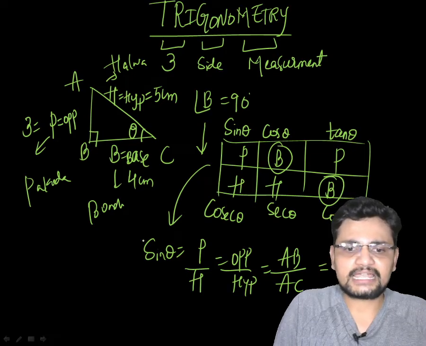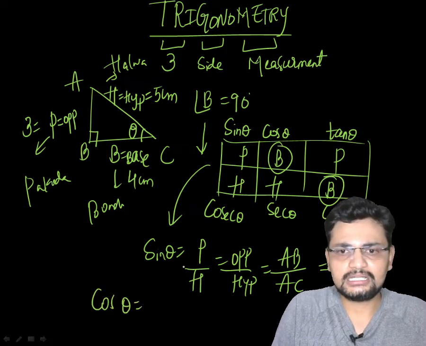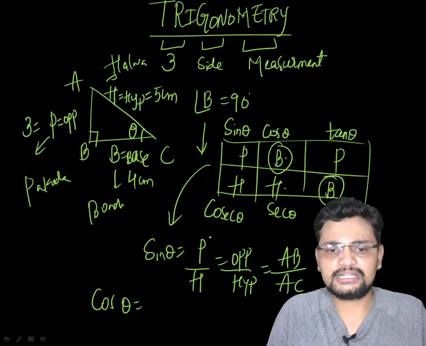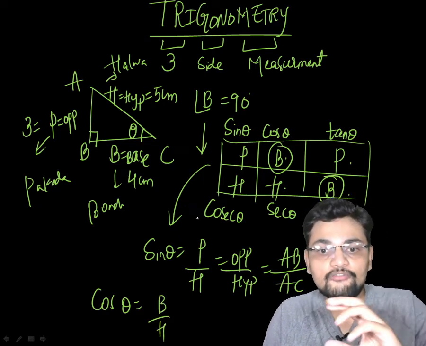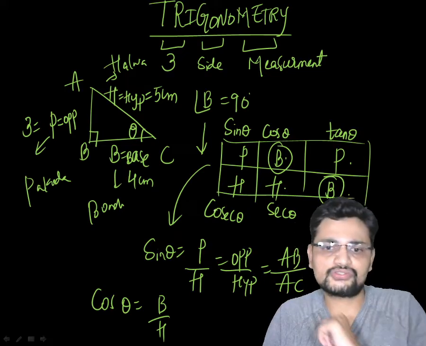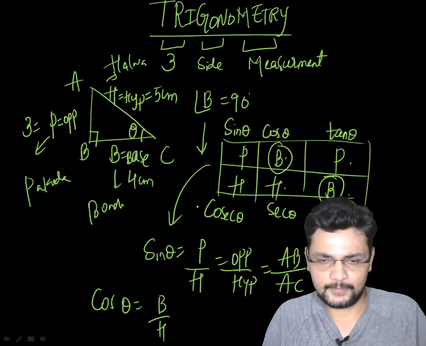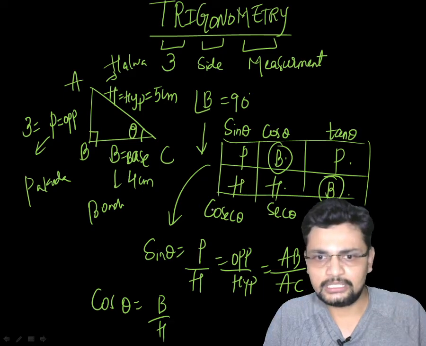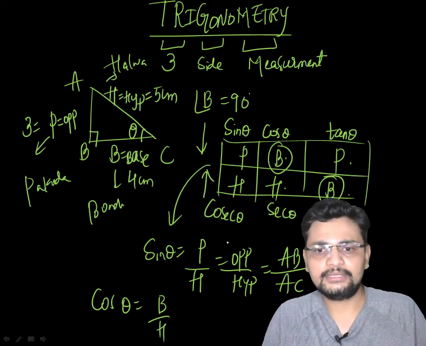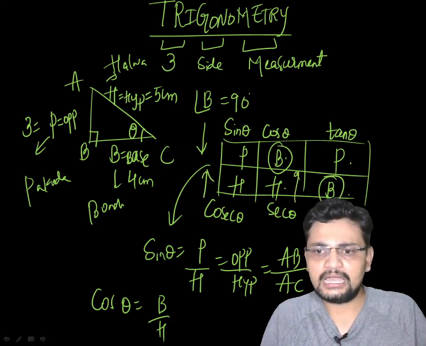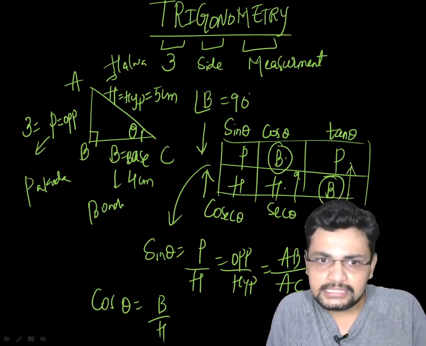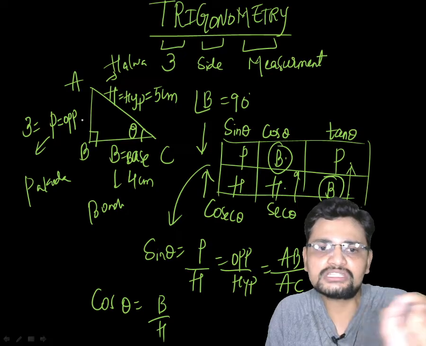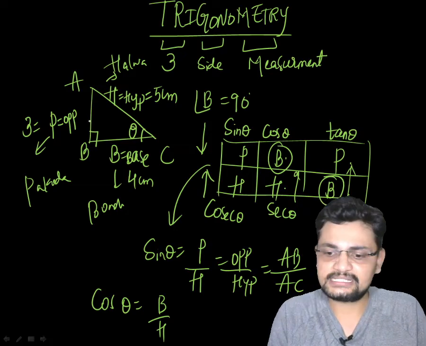Let us get into the second trigonometric ratio, that is cos theta. Now B by H is cos theta. Similarly for tan theta, P by B. Now for second row ratios, you need to go in the opposite direction. So for cosec theta it is H by P, secant theta H by B, and cot theta it is B by P. So all you need to remember is the side which is opposite to this particular angle is called the opposite side. Let us take one more example.